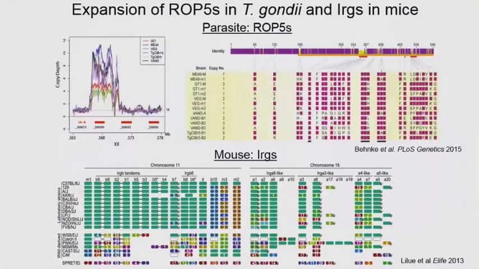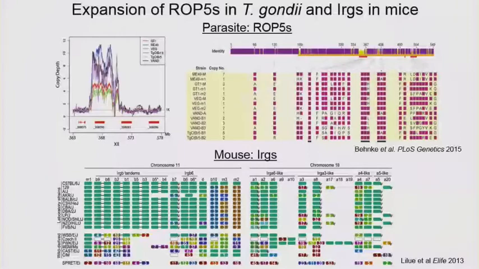Another aspect of this is you've got expansion of the Rhop5s, which is again another indicator of positive selection. And the interesting thing is these IRGs have been expanded in mice, with more than 20 copies of different IRGs. So maybe this is partially an arms race where Rhop5s are trying to create new copies to be able to interact with the IRGs, and the IRGs are trying to escape those interactions. And IRGs are important for other intracellular pathogens, like Listeria.